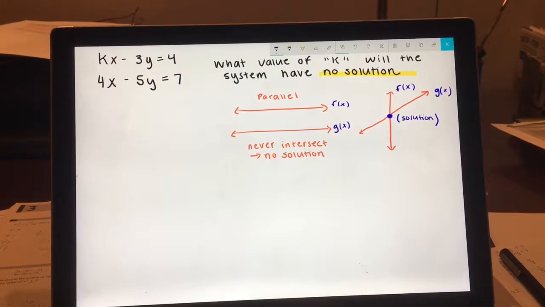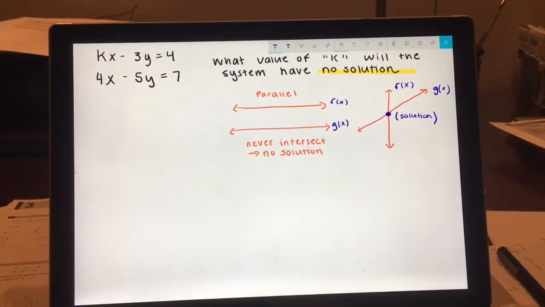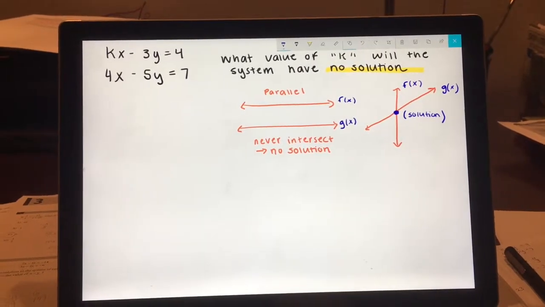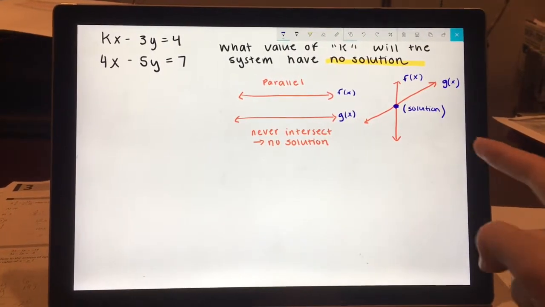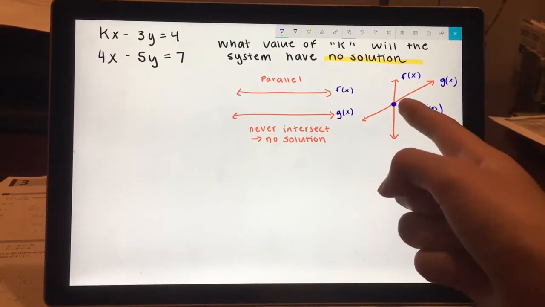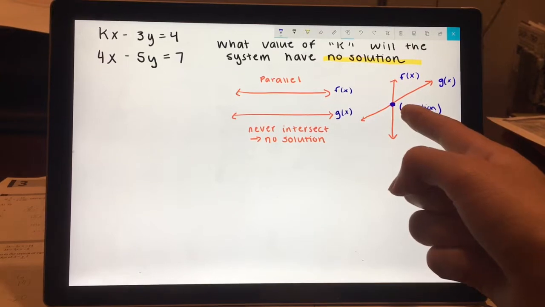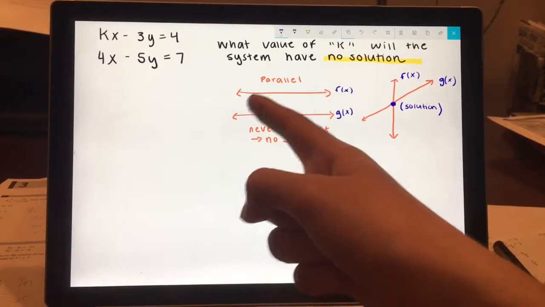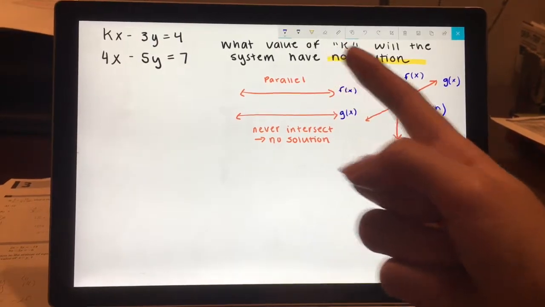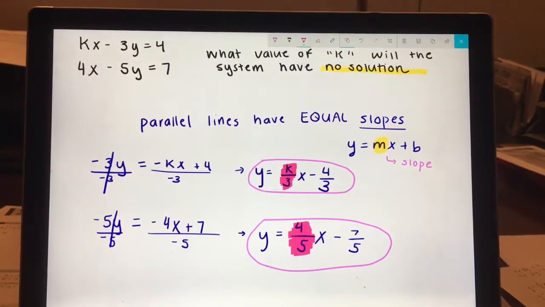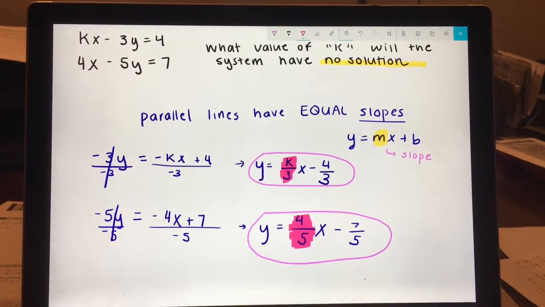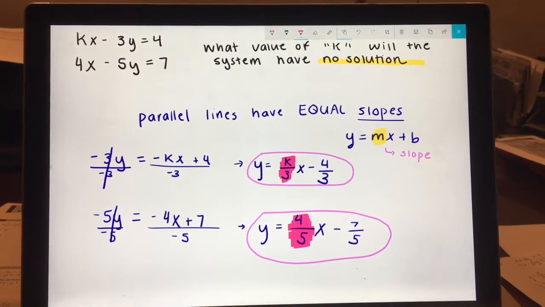No solution means that if we graphed these two functions, they would never intersect. So for example, in this graph, these f and g of x have a solution if they intersect at this point. However, if they don't have a solution, then they're just going to be parallel lines that never intersect at the same point. Okay, so we know that these lines have to be parallel in order for there to be no solution, but what do parallel lines really mean?